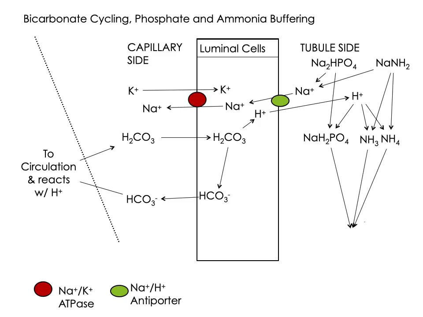The hydrogens will get pumped out of the luminal cells into the nephron tubule via a sodium hydrogen antiporter. The hydrogen will then link on to the phosphate or the amine in order to form either the sodium hydrogen phosphate or ammonia or ammonium, which will then get excreted as urine. What all the buffering is attempting to do is allow for normal pH to be maintained by maintaining the normal anion gap.